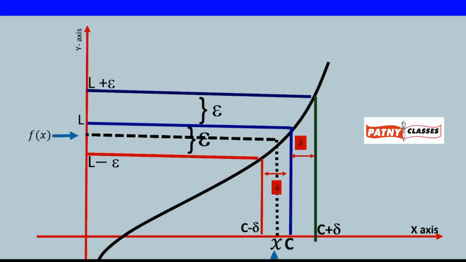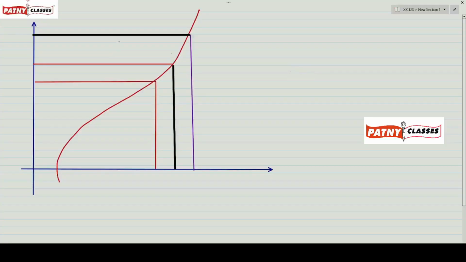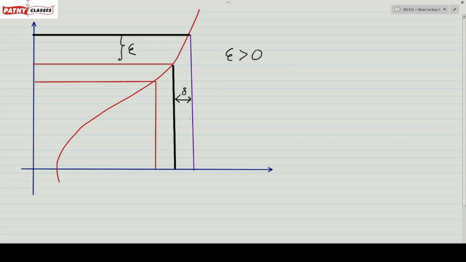Let us draw a line near the cluster point. Let x be the coordinate of the black line, and the corresponding value of the function on the y-axis is equal to f of x. This distance is epsilon and this distance between the two lines is delta. Epsilon is the distance between the two lines, therefore epsilon is greater than 0. Delta is also a distance between the two lines, therefore delta is also greater than 0.